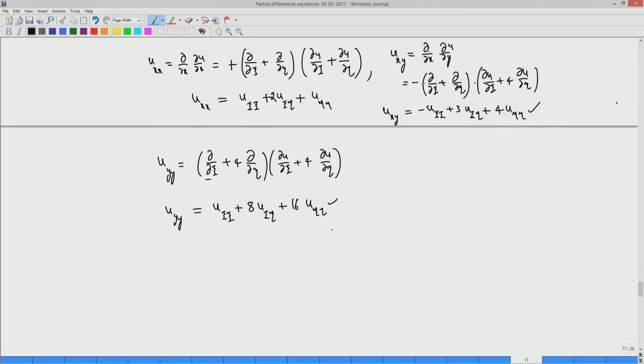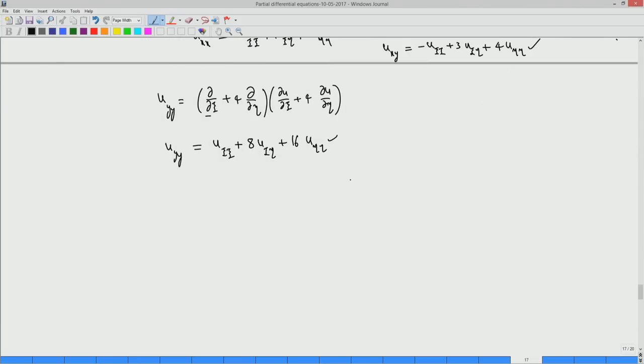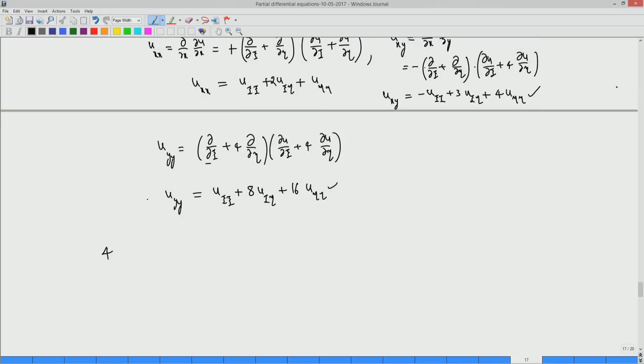Okay. So now you know all these uxx, uyy and uxy, ux and uy in terms of ξ and η only. So just put it into the equation. So what is the equation? 4 times uxx. Now your equation is 4 times, and uxx is uξξ plus 2uξη plus uηη. This is what is my uxx.